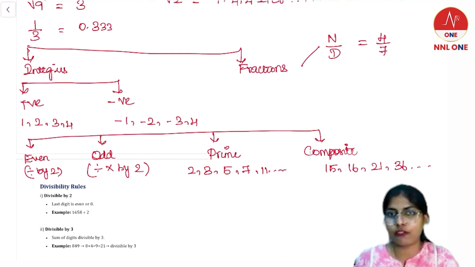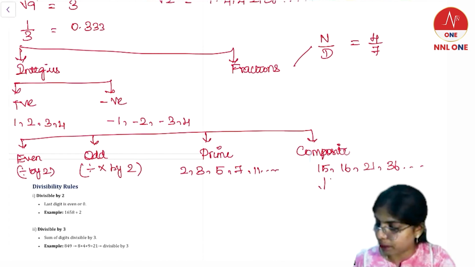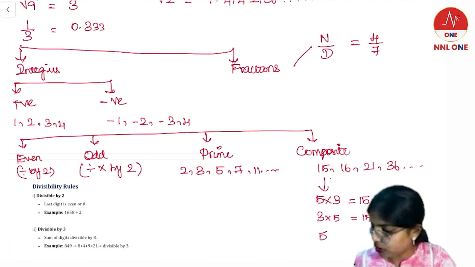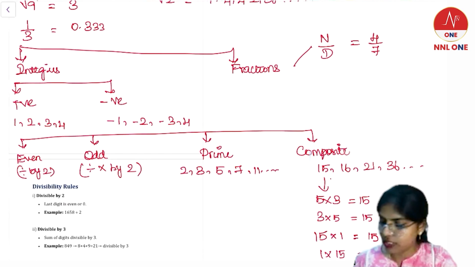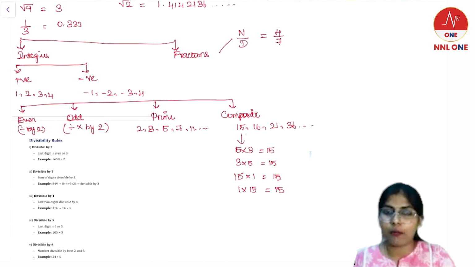So prime numbers have only two factors. That is, the factors of 2 are only 2 into 1 is 2 and 1 into 2 is 2. Only two factors. Whereas composite numbers have more than two factors. For example, 15. 5 into 3 is 15. 3 into 5 is 15. 15 into 1 is 15. And 1 into 15 is 15. With this, we are finishing the introduction part about the number system.